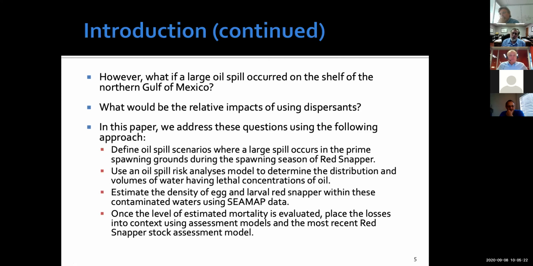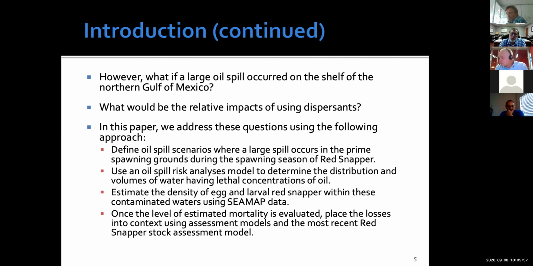However, the question I asked was, so what if a large oil spill occurred on the shelf of the northern Gulf of Mexico, particularly in an area highly important to red snapper? What would be the impacts of using dispersants versus letting it naturally weather? In this paper, we try to address these questions using the following approach. First, we defined oil spill scenarios where a large oil spill occurs in prime spawning grounds during the peak of the spawning season for red snapper, worst case.